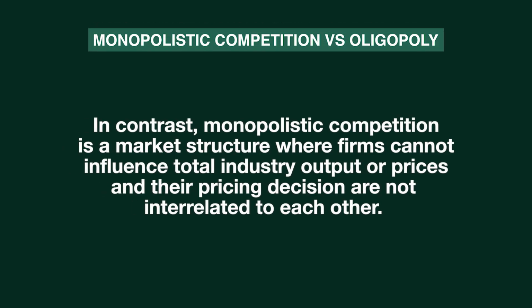Monopolistic competition is a market structure where firms cannot influence total industry output or prices, and their pricing decisions are not interrelated to each other, just like the oligopoly case. So in contrast to the oligopoly case, in the monopolistically competitive market the firms actually do not have much power in respect of pricing, in respect of exploiting the consumer and other things. So with this basic structure, now we need to move to the mathematical construction for monopolistic competition, from where we can have a clear picture about what is going to happen to the market.